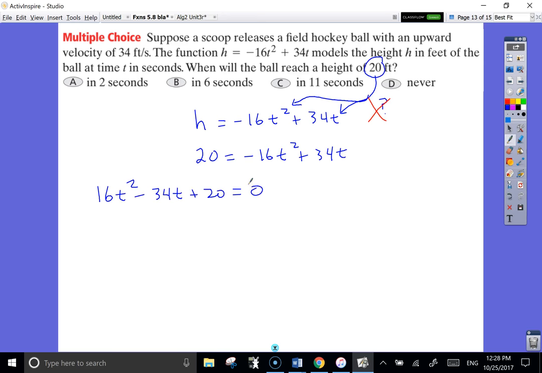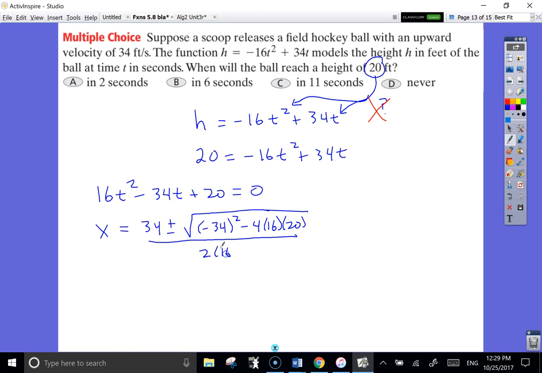Okay, now let's start doing the quadratic formula. I mean, could I make this easier? They're all even numbers. You could divide by 2. They make the numbers a little smaller. But let's just start. It doesn't matter with the quadratic formula anyway. So let's just go x equals negative negative 34 plus or minus the square root of negative 34 squared minus 4 times 16 times 20, all over 2 times 16.